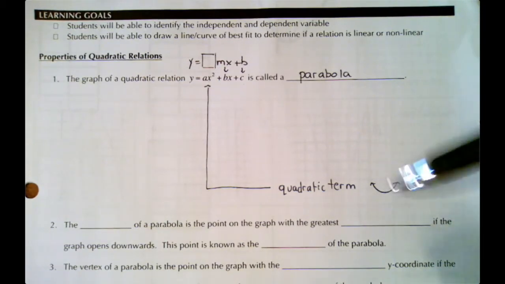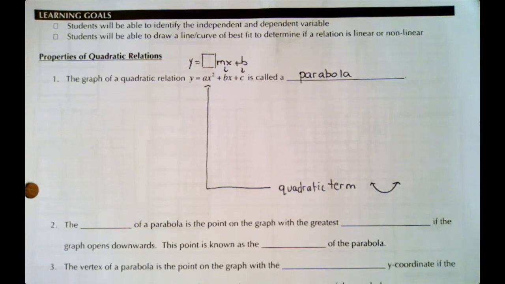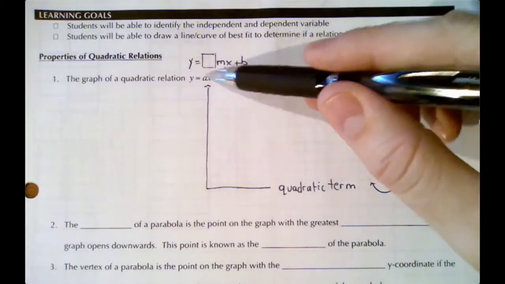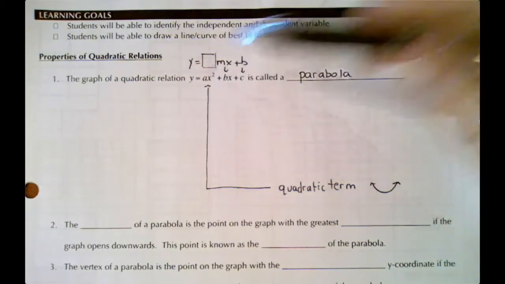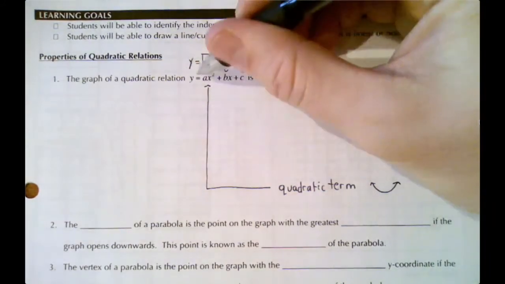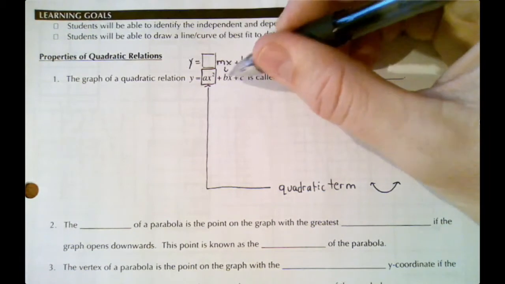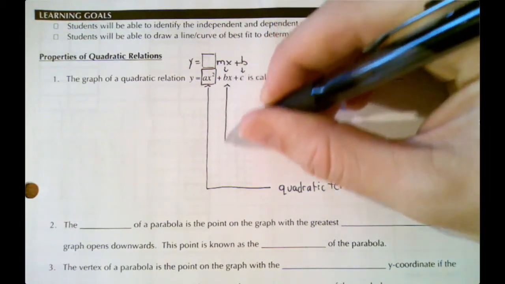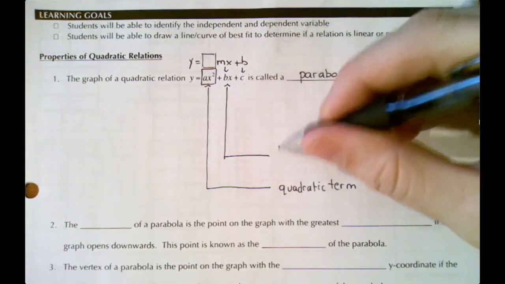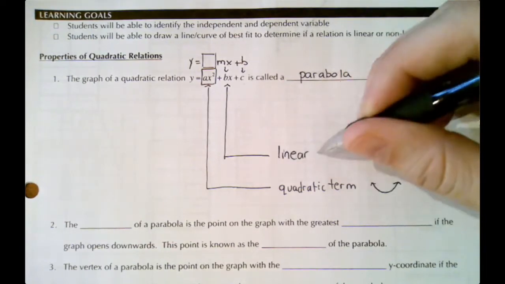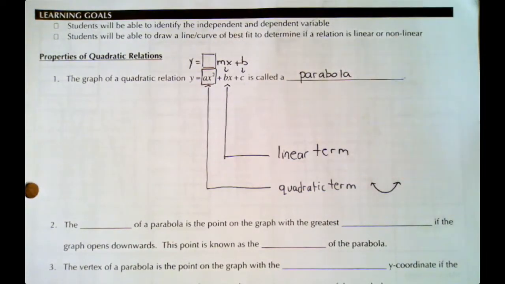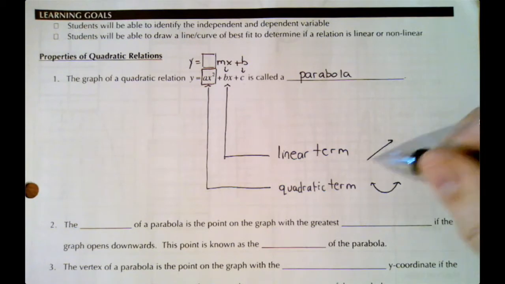And we can have parabolas that go upside down. We're going to see more of that in the future. But it's this term that makes it different from a line. It's this term that makes it quadratic. This second term, this bx term, should be pretty familiar to you. It's the linear term, and it's the part that makes it a line.